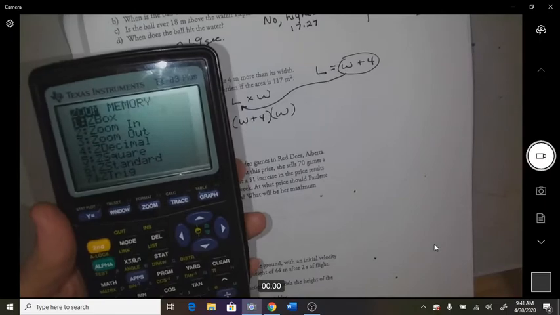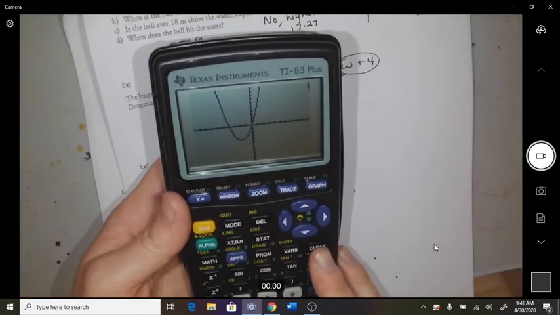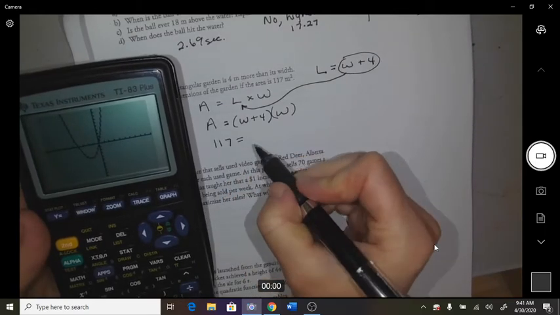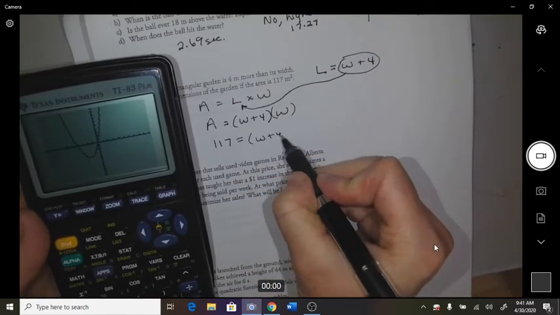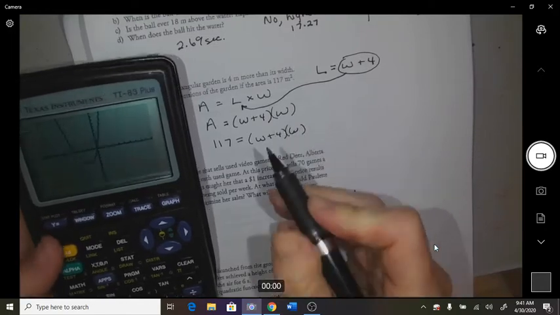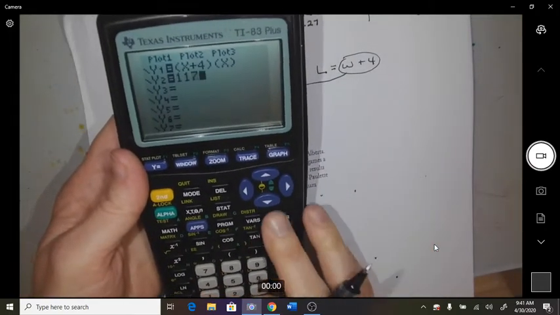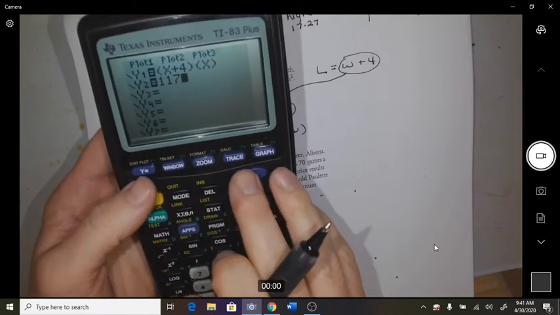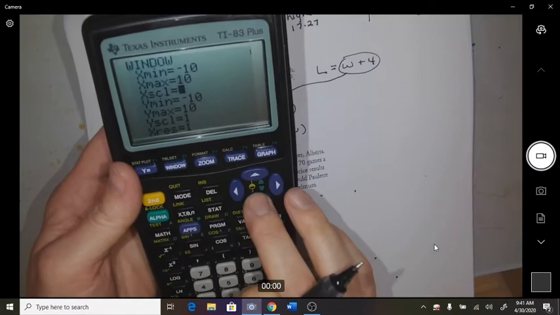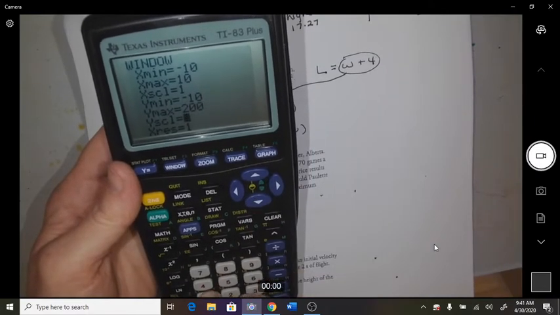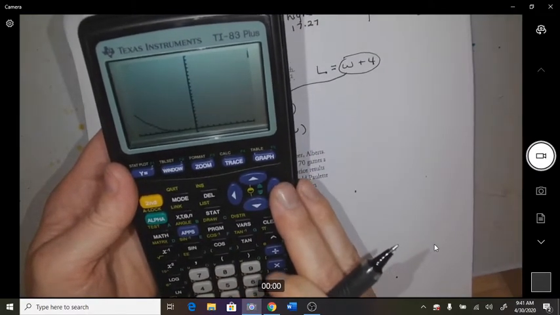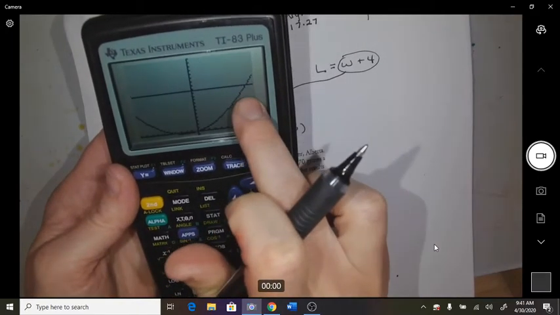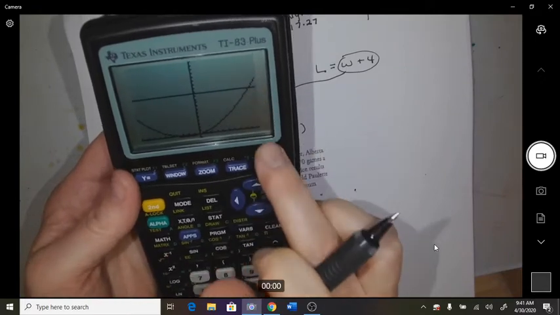Okay, zoom 6 on this just to see. Okay, so when does this equal 117? So 117. I do know that my window is going to have to get pretty high now, right? Okay, so that would be what I'm looking for right there.